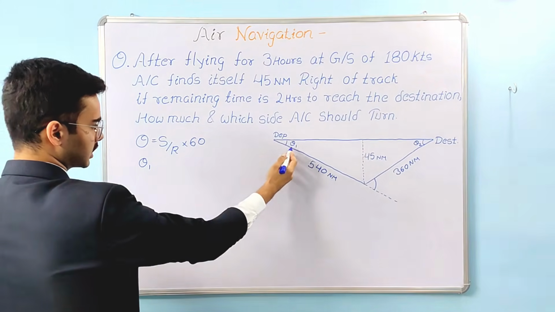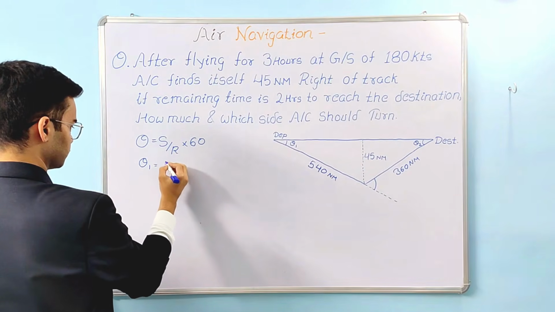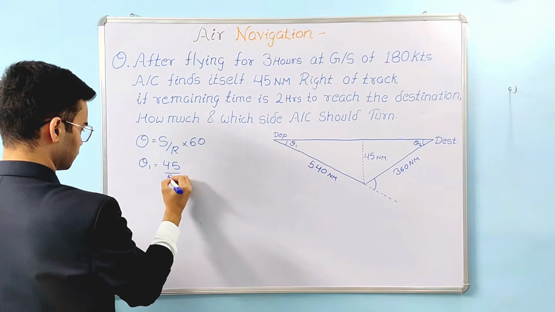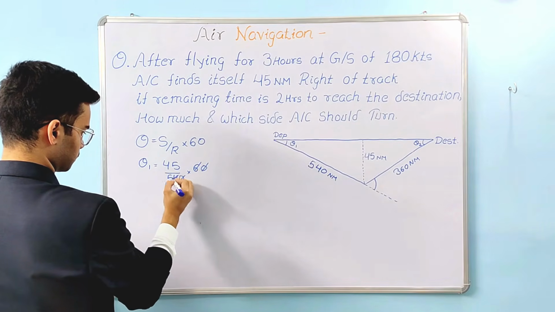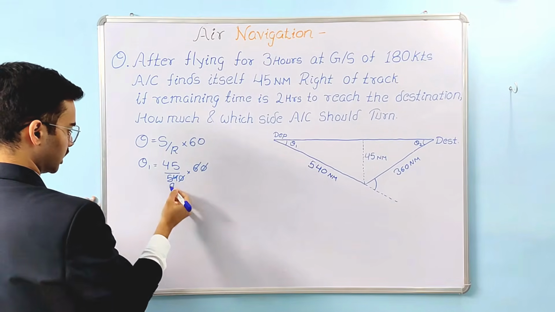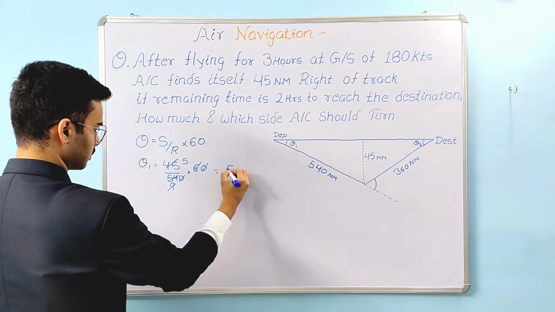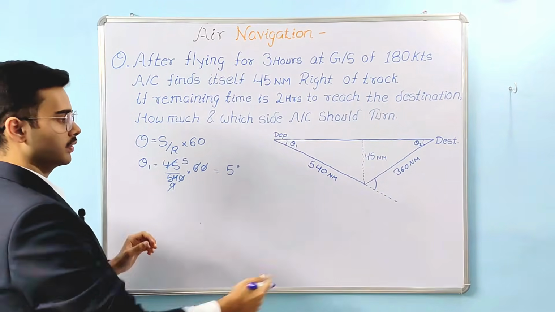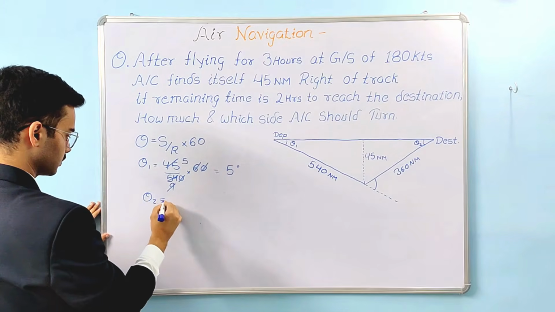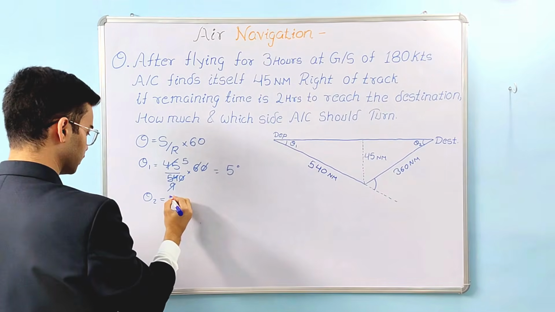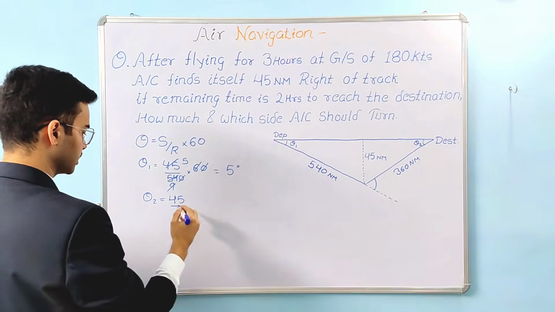Let's begin. First of all, let's write down the formula. Theta 1, the first angle, S is 45, R is 540. Nine fives are 45. Got the first angle, 5 degrees. Similarly, let's find out the second one. S remains the same, 45. R, now it's 360.